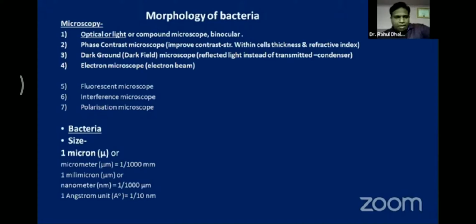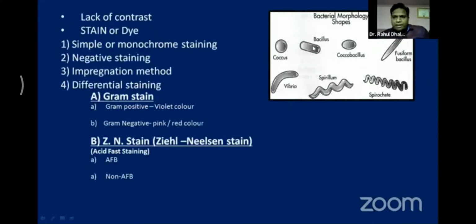In the exam, they will ask what are the types of microscope. Many students say optical, light, compound microscope. They are all the same. So the main four are optical or light, then phase contrast, dark ground illumination, and electron microscope. Microorganisms are too small, so they are measured in microns. There are various shapes of bacteria. We can see here the cocci, bacilli, cocobacilli, fusiform, vibrio, spirillum, and spirochetes.